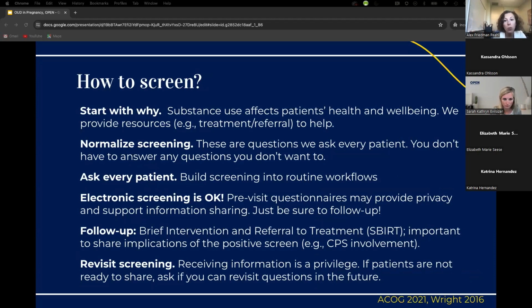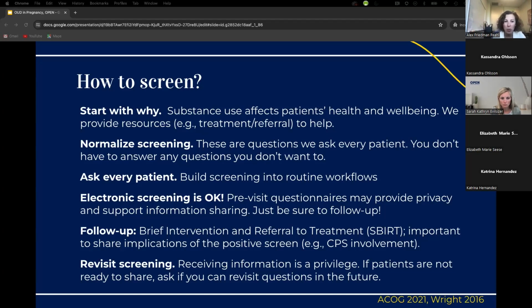No matter what tool you select, it really is critical for screening to be done in a supportive, trauma informed, resource first way. And some of those principles include starting with why. We include language that substance use can affect people's health and well being, and we want to help patients who are continuing to use substances in pregnancy. It's important to normalize the screening, to ask these questions of every patient, and also share that patients don't have to answer if they don't want to.